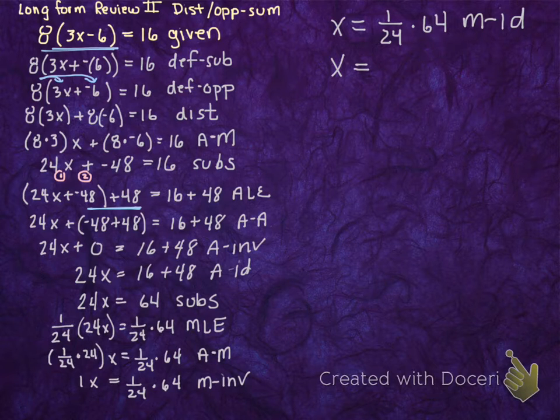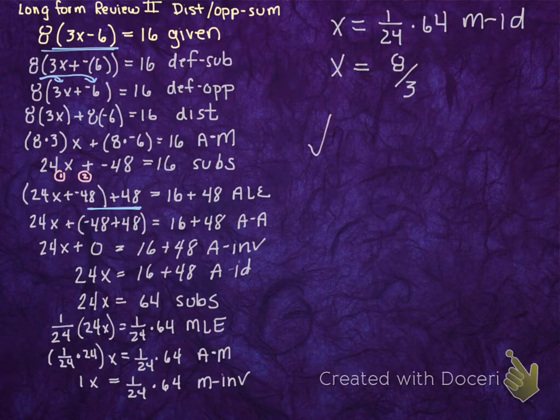And then when I multiply 1/24 times 64, if you do that using your calculator, you're going to see that you get 2.6 repeating, which is correct. But when you have a repeating decimal, it's most of the time, algebraically speaking, going to be best for you to leave it in fraction form. So I'm going to leave that as 8/3.